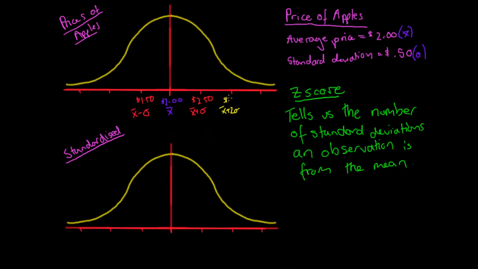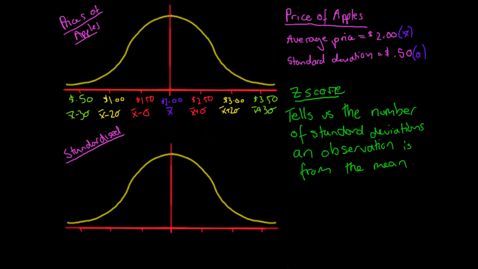Then, at this red mark, we would have our mean plus 2 standard deviations, and that would be at the price of $3, which is just calculated as this $2 plus this 50 cents twice. And by symmetry, down this side we have our X bar minus 2 standard deviations. It's minus because we're to the left of the mean, and that would just be $1. And then lastly, we've got our X bar plus 3 standard deviations, that would be $3.50, and our X bar minus 3 standard deviations would just be 50 cents.